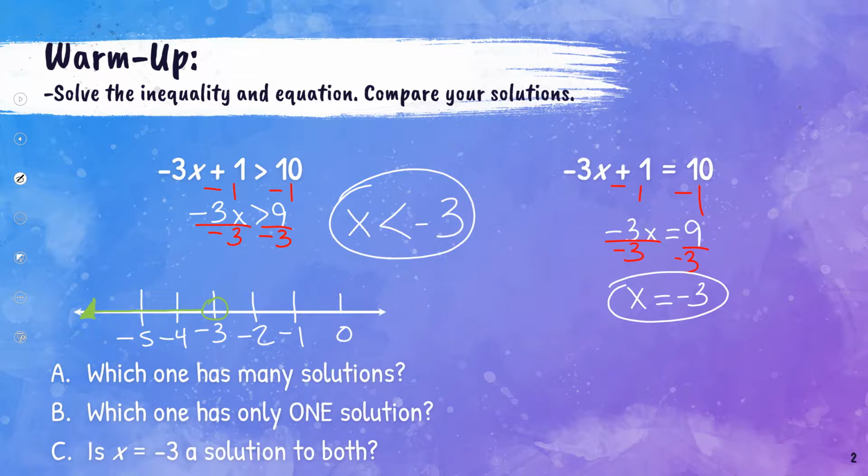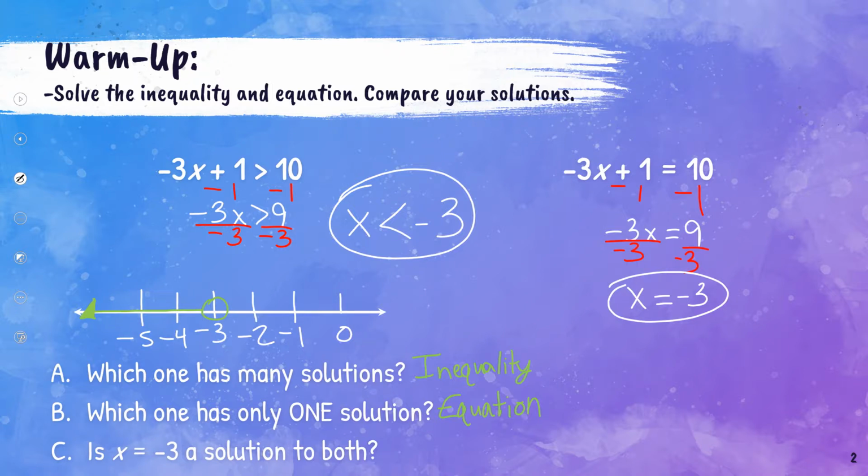So let's answer these questions A, B, and C. Which one has many solutions? That's going to be our inequality, because remember, that is a range of solutions. So it can be negative 4, negative 5, negative 6, so on and so forth. Which one only has one solution? That's your equation. When we solved our equation for the variable x, that variable only had one solution.